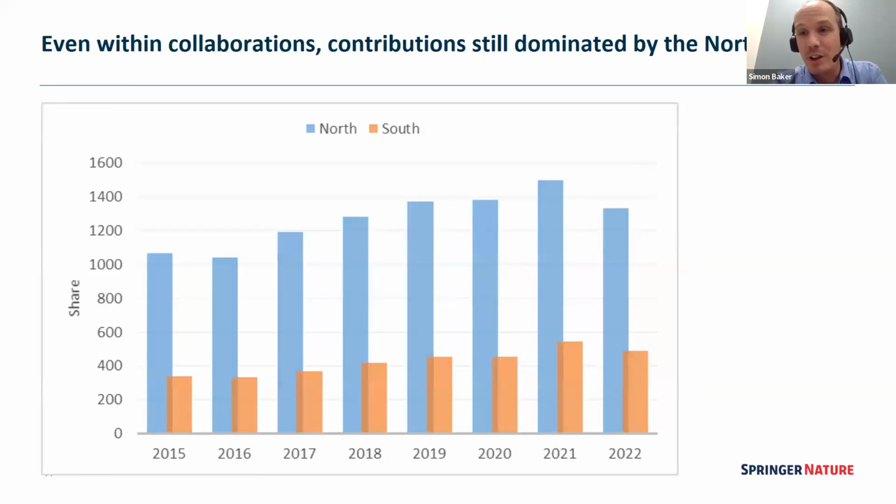Even within the collaborations, this is looking at the articles that feature North-South collaboration again, the contributions are dominated by authors that are based in the North. There has been an increase, I think, over time, where the South is slowly becoming more representative of that set of articles, but it's still probably not satisfactory.